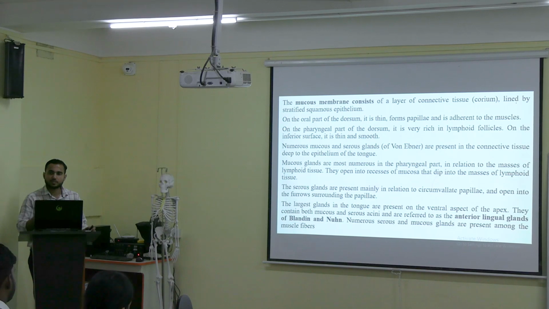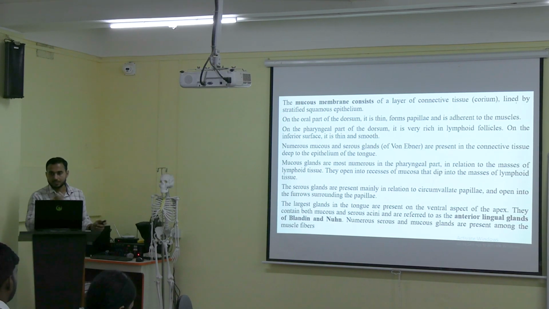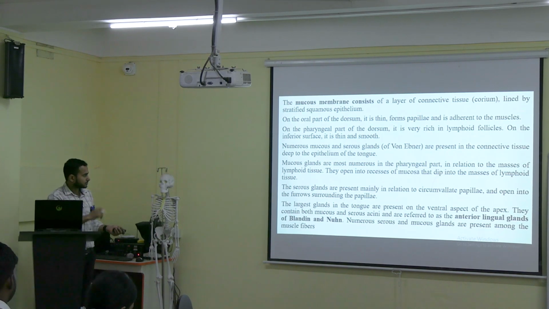The mucous glands are more in the pharyngeal part. Next, the serous glands are more in relation to the circumvallate papillae. Circumvallate papillae are a very important type of papillae. Why? Because on the walls of the circumvallate papillae, the taste buds are present. There is a very important function of saliva in getting the taste of a particular substance. That I will show you in the structure of the taste bud.